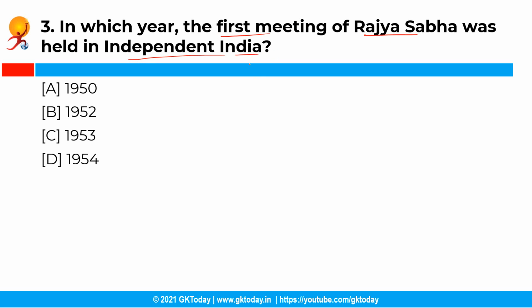Now the next question is, in which year the first meeting of the Rajya Sabha was held in independent India? You have the following options and the correct answer is option B, that is in the year 1952. So the first meeting of Council of State was held on 13th May 1952. However, the Rajya Sabha, its Hindi nomenclature, was adopted on 23rd August 1954.